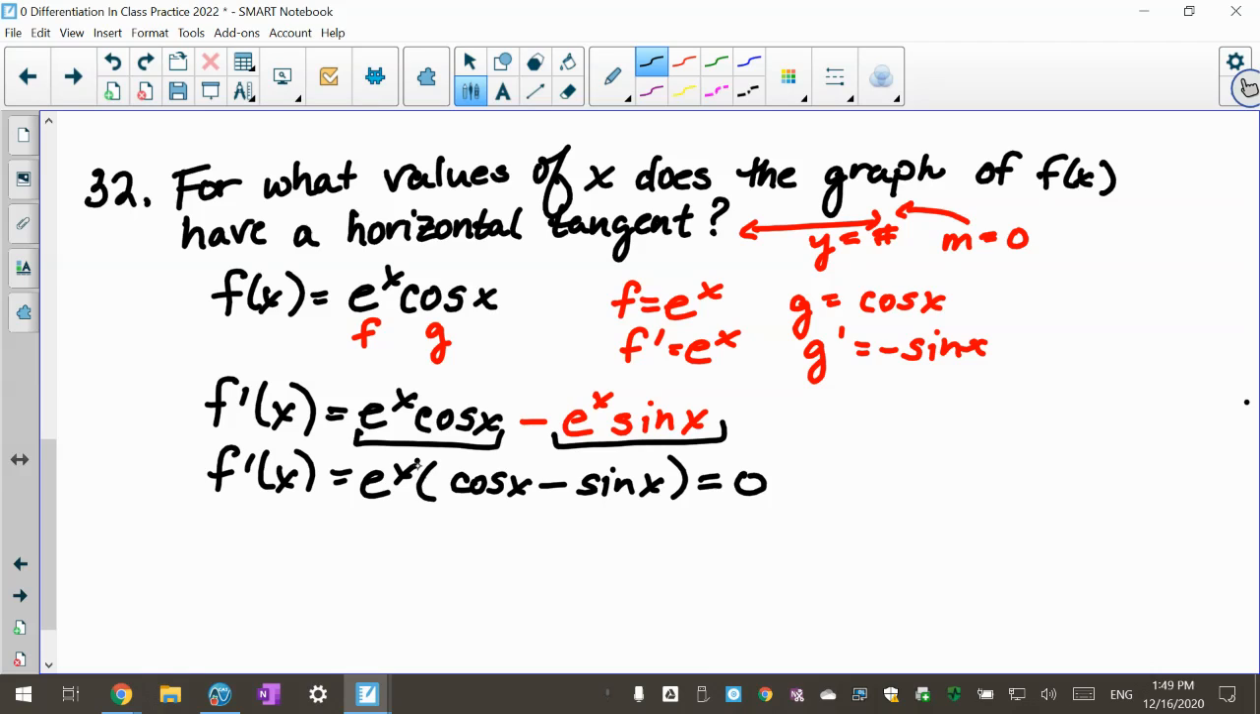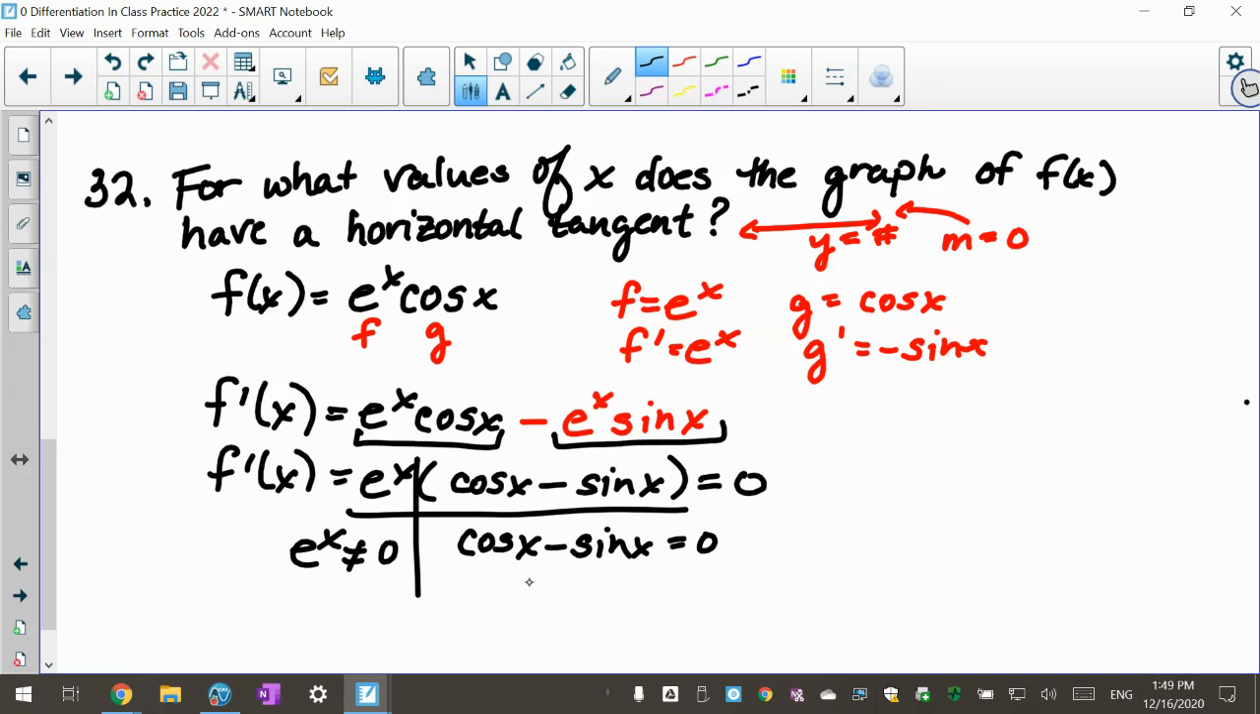So I'm going to make my big T here. So I have e to the x can never equal 0, so thanks for your help. And then I have cosine of x minus sine of x equals 0. And if I move the sine x over, this is what I get. I get cosine of x equals sine of x. And you're like, what am I going to do with that?